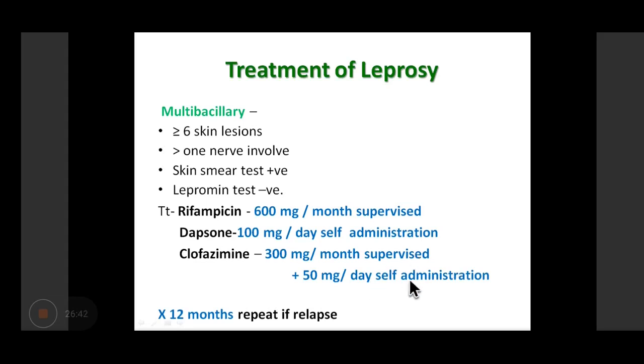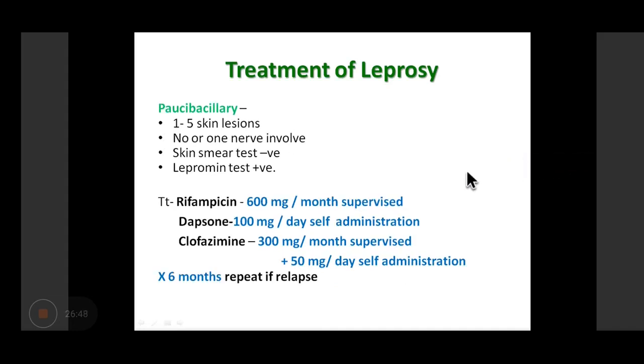So this is how you need to remember it, and this regimen will continue for a minimum of 12 months in multibacillary and a minimum of 6 months in paucibacillary. So this is the same treatment, so we are not going to discuss it again. Here you need to remember the difference between multibacillary and paucibacillary. Here you can see skin smear test negative and lepromin test positive, less than 6 skin lesions and no or one nerve involved, then we diagnose it as paucibacillary. Earlier it was very important for the choice of drug whether clofazimine should be added or not, but nowadays because treatment is the same, you can continue the same treatment in both. Only the duration is reduced in paucibacillary.